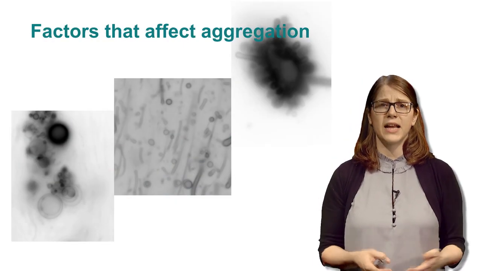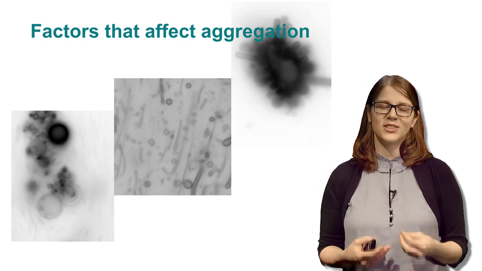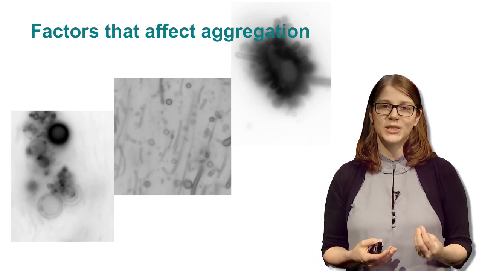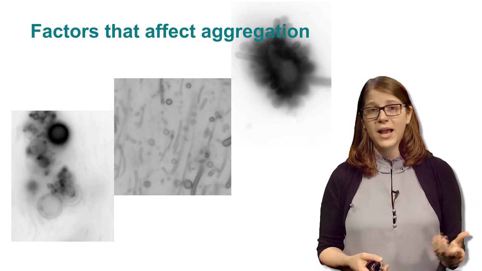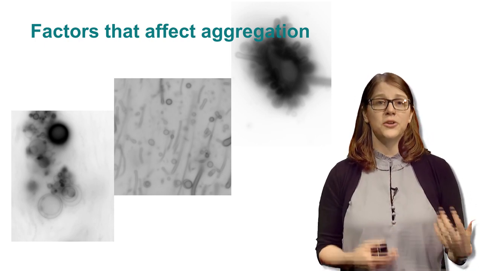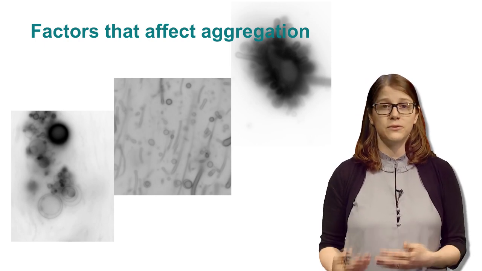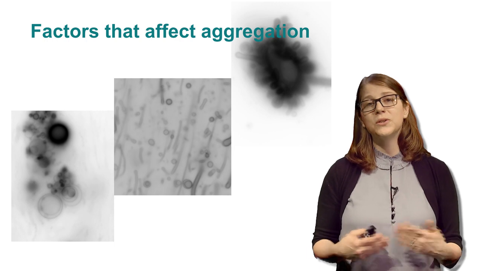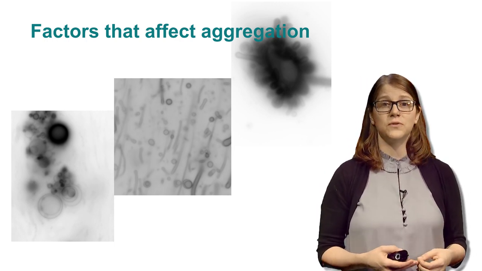So what affects aggregation of these different molecules? Of course, the concentration of those materials that are aggregating is going to play a huge role in aggregation. So if you don't have enough cationic polymers, you're not going to form coacervates. If you don't have enough amphiphiles, you're not going to form bilayers. So you're going to need to have a sufficient concentration of your materials that are forming these structures first.